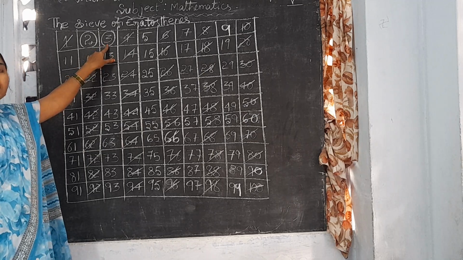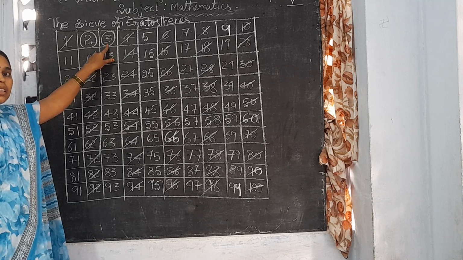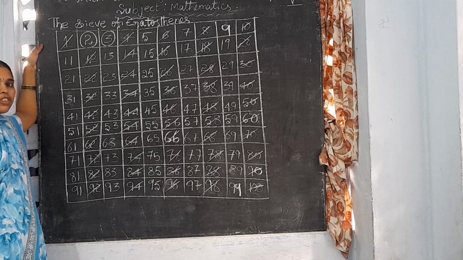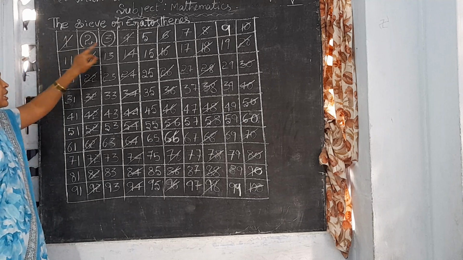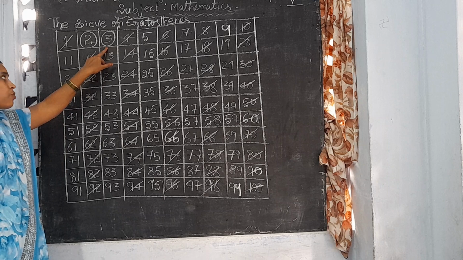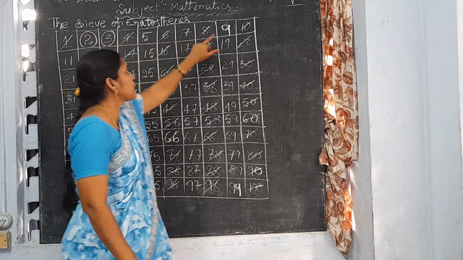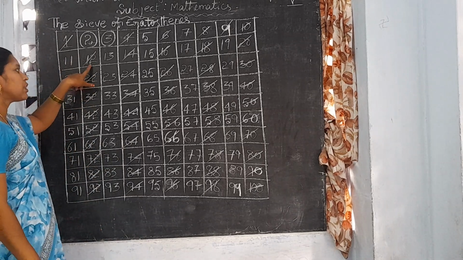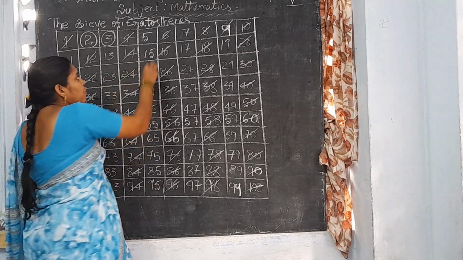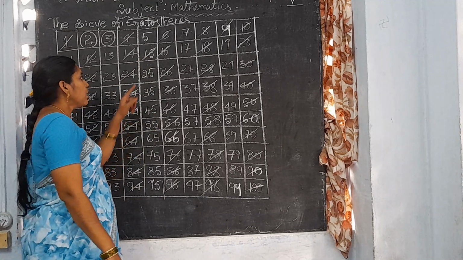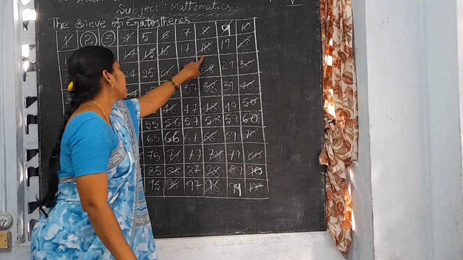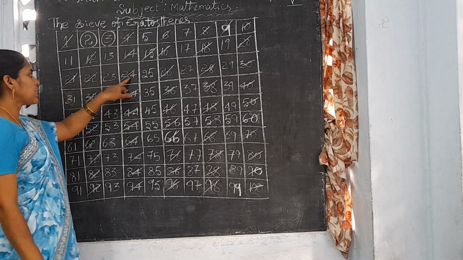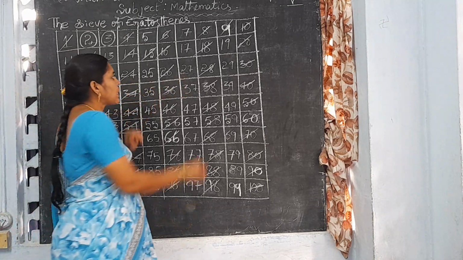Now, according to the divisibility rule of 3, if the sum of the digits in the number is divisible by 3, then the number is divisible by 3. So, cancel all the multiples of 3. 3 2s are 6, 3 3s are 9. Cancel it. After that, 3 4s are 12, 3 5s are 15. Cancel it. Next, 3 6s are 18, 3 7s are 21. Strike out. 3 8s are 24, 3 9s are 27.